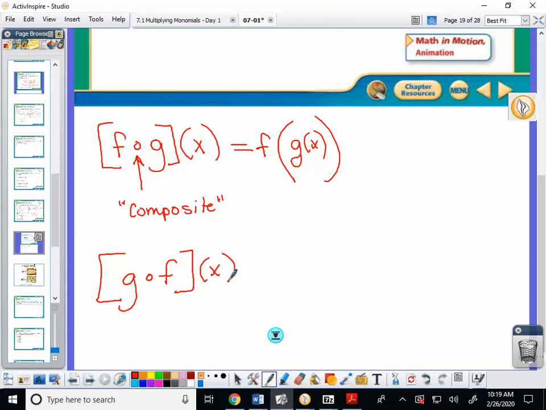g composite f of x. Again, that circle there means composite. This means I'm going to take my f function and put it into my g function. It's important that you can separate the two and understand what f composite g means and what g composite f means. We're taking our g function here and putting it into f. And here we're taking our f function and putting it into the g function. We did this last chapter, we just wrote it a little bit differently. Let's look at a couple of examples.